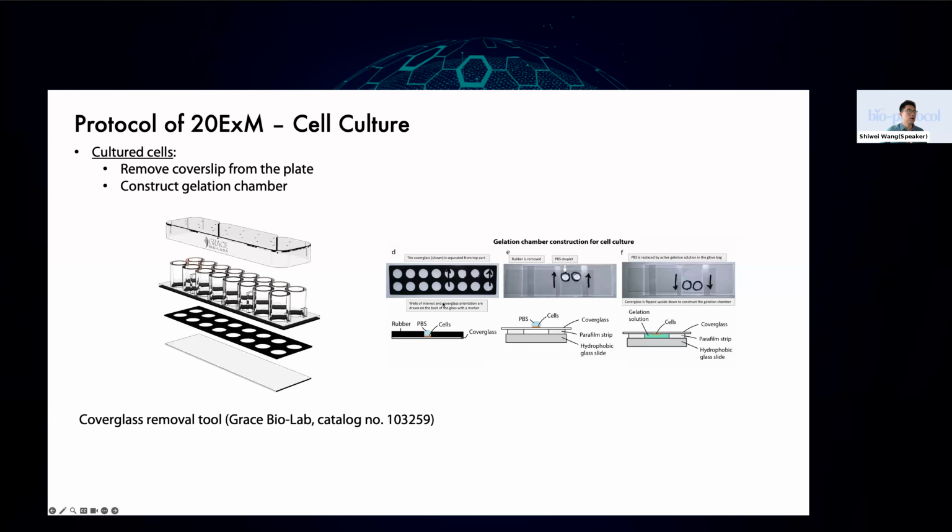So you remove the top part and you have the black rubber with cells in between, covered in PBS because you don't want the cells to dry out. What you want to do is use a tweezer to carefully peel the rubber off this cover slip, and that could take some practice. It might be nice to practice first with a chamber that doesn't have cells in it.